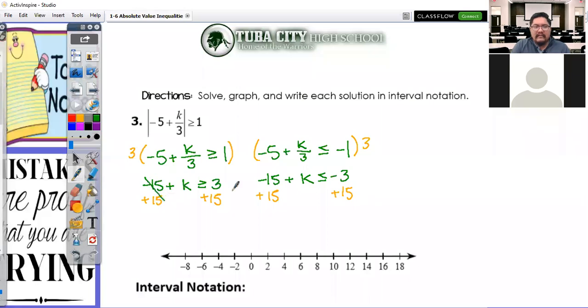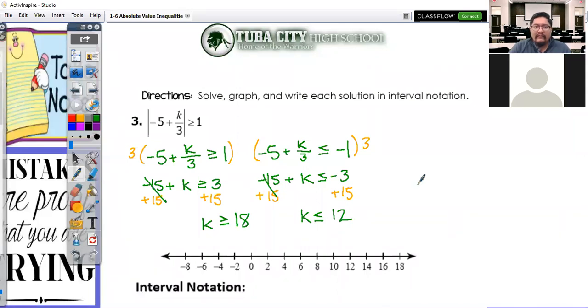And that will cancel the 15 here and there. So now I have k by itself. So k is greater than 18. And k, well, I don't know if it's an and or an or, but my other one is going to say k is less than, let's see, 15 minus 3 is 12.